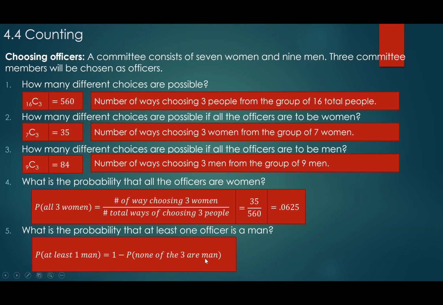Looking at this here, we know the probability that none of the three are men is the same as the probability that all three of them are women. So we take one minus the probability of all women, which gives us the probability of at least one man, which is 0.9375. Okay.